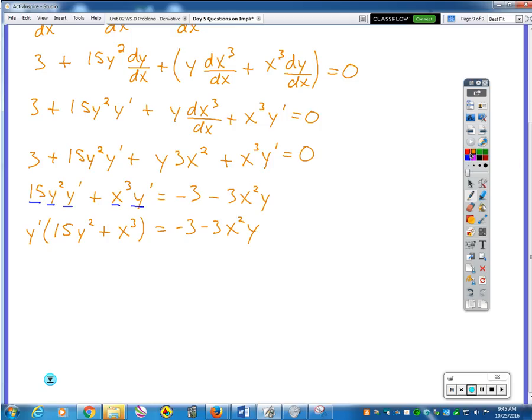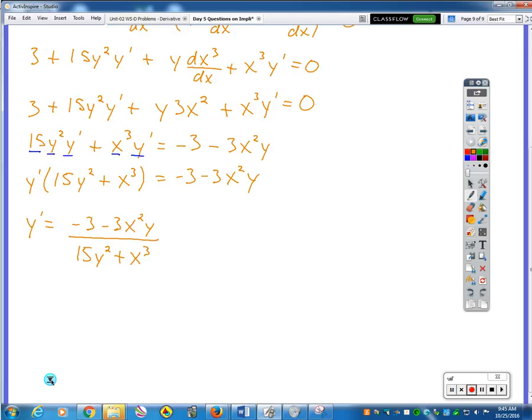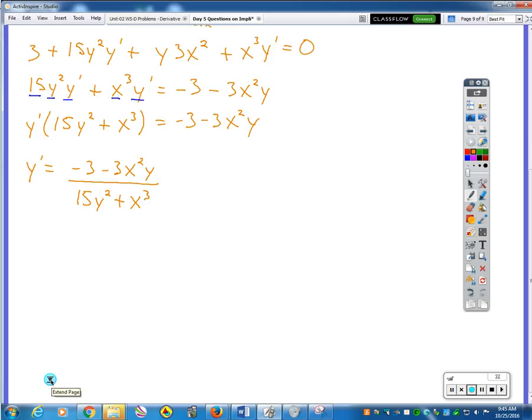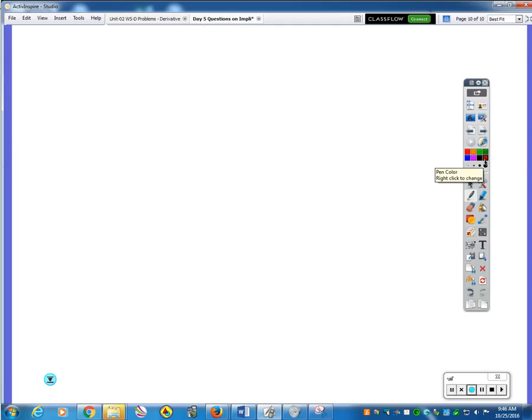Last step is to simply divide. I'm not sure if this was what Paris was referring to, but is this the answer in the back? That's it. Are we good? Anybody else have one? Go ahead, Matt.